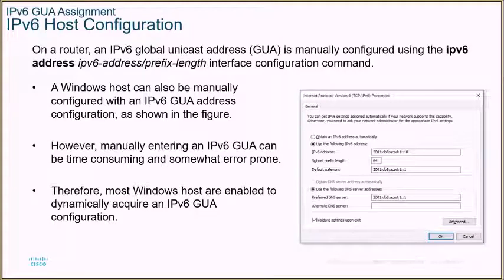On a router, an IPv6 global unicast address is manually configured using the ipv6 address command, specifying the IP address and then its prefix length. Of course for hosts, you can do that manually as well, but that's not very common. Maybe for a server, but not many others. However, manually setting it is time consuming and error prone, much the same as IPv4 addressing, probably more so. Therefore most Windows hosts are enabled to dynamically acquire their global unicast address.